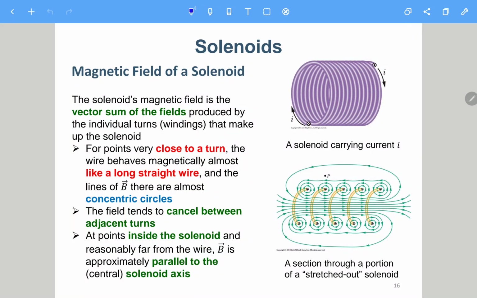Okay, so here we'll talk about the solenoid. In Chinese, it's 线圈.